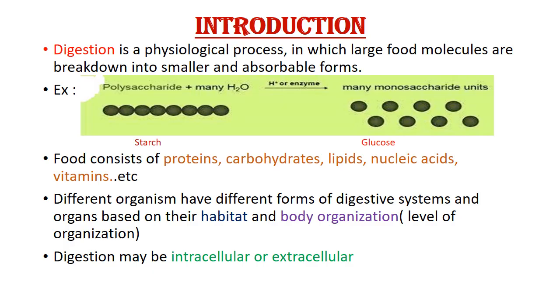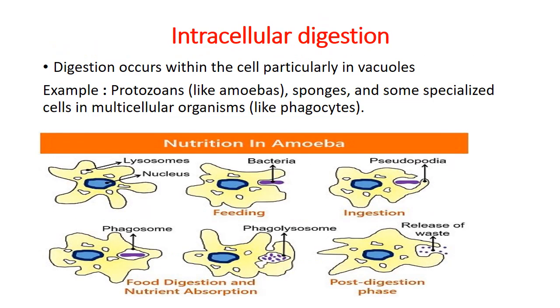The digestion may occur intracellularly or extracellularly. In intracellular digestion, digestion occurs within the cell, particularly in the vacuoles. For example, in the case of amoeba, intracellular digestion takes place when the amoeba contacts the food material, extends its pseudopodia around the food and engulfs the complete food material, resulting in the formation of a structure called a phagosome.